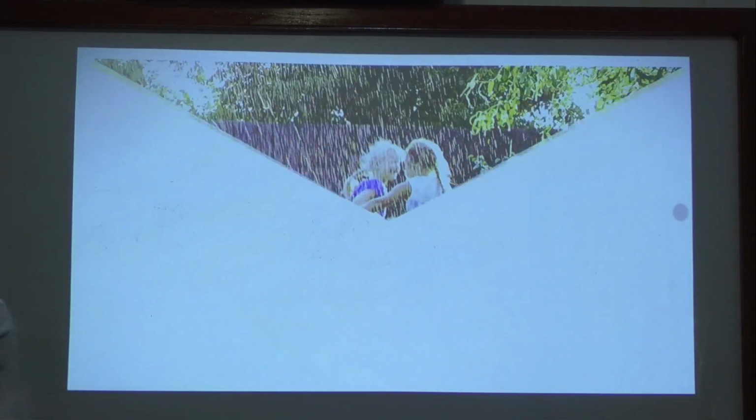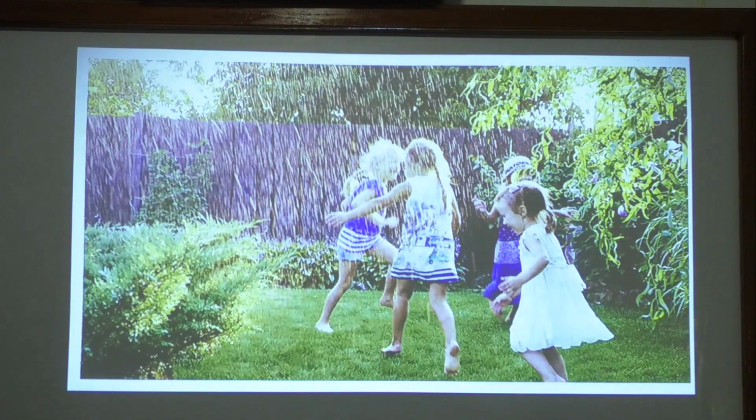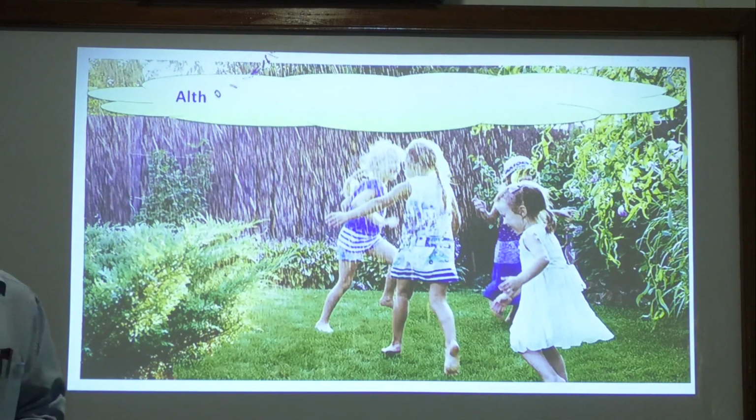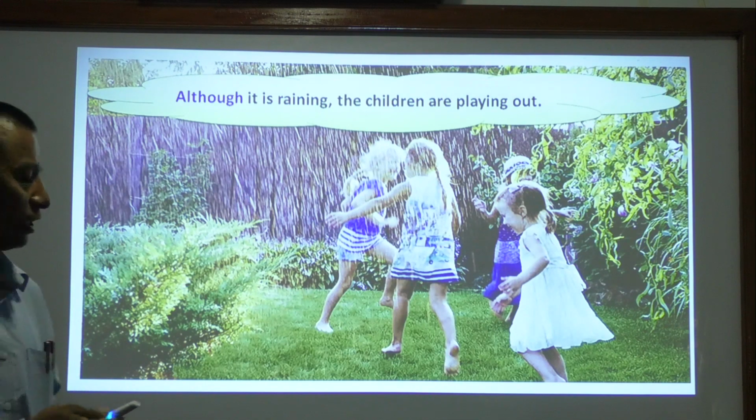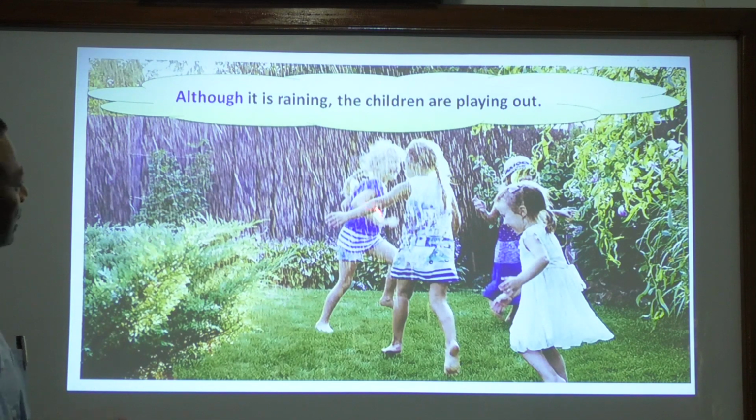Okay. Now look at this picture. What's happening? What are the children doing here? Certainly you can say it's raining. During the rain, it is not good to play, but the children are playing. So let me give a sentence where there is use of a connective. Although it is raining, the children are playing out. We ask them not to go out in the rain. But here, they are playing out although it is raining.